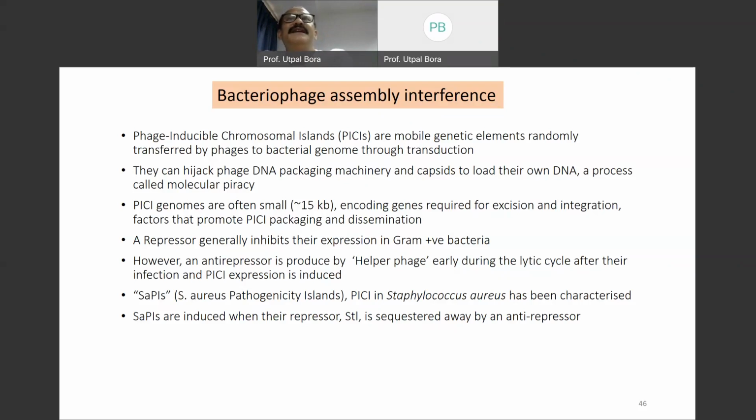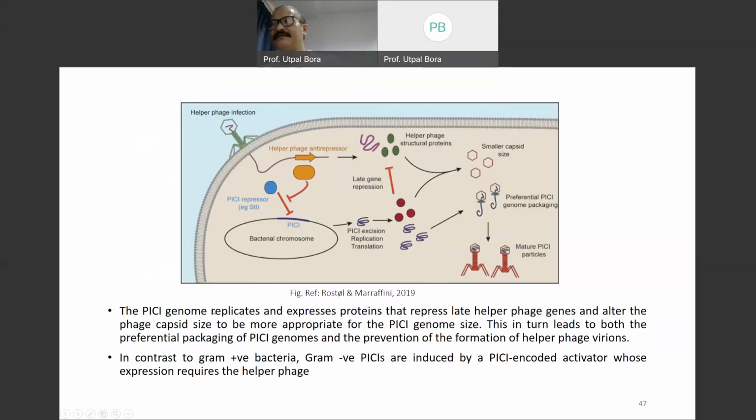These PICI genomes are often small, encoding genes required for excision and integration, and factors that promote PICI packaging and dissemination. A repressor generally inhibits their expression in gram-negative and gram-positive bacteria. An anti-repressor is produced by the helper phage early during the lytic cycle after infection, and PICI expression is induced. SaPIs, the S. aureus pathogenicity islands, are the PICIs in Staphylococcus aureus that have been characterized. SaPIs are induced when their repressor STL is sequestered away by an anti-repressor.